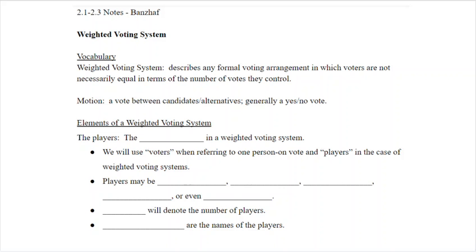We are going to talk about motions, which is a vote between candidates or alternatives, frequently a yes or no vote. So we have a lot of vocabulary, and then I will show you our first method, which is Banzhaf's power index. So starting with our vocabulary. For a weighted voting system, we have some important vocabulary words.